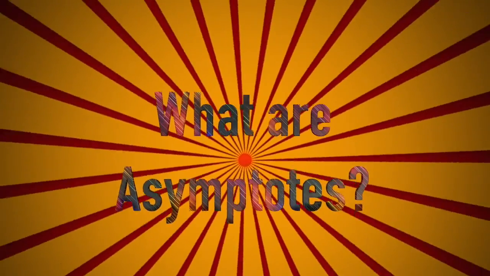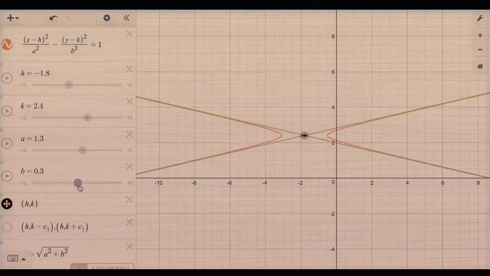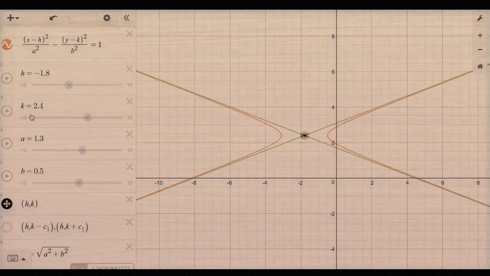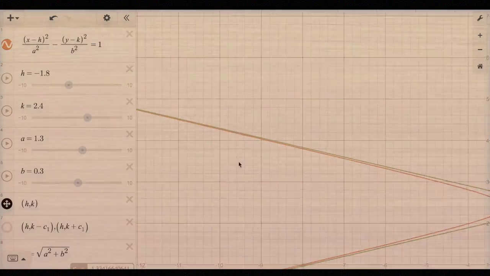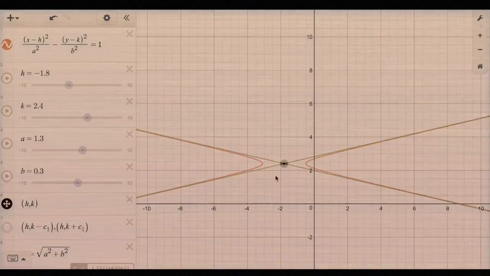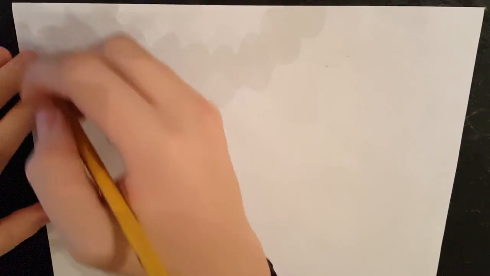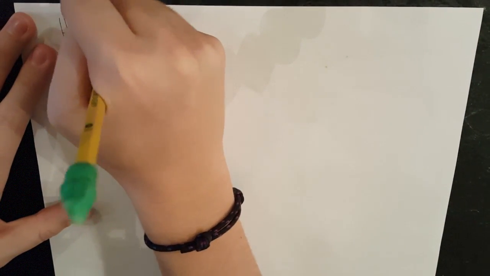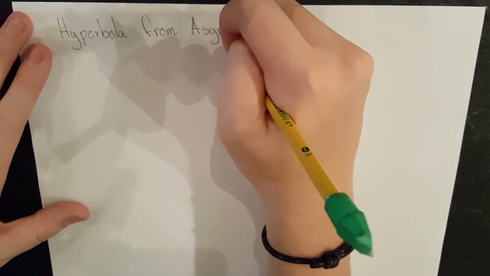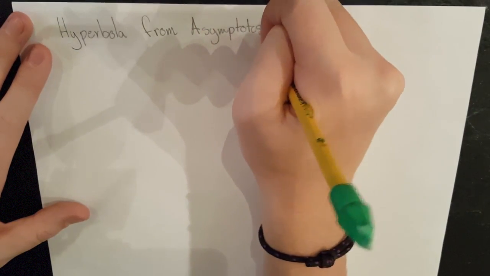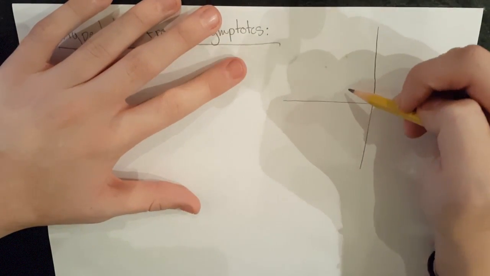So what are asymptotes? Asymptotes are linear lines that constantly approach a given hyperbola but will never meet it at any given point. Here's how you derive the equation of a vertical hyperbola from its asymptotes. The equations of this hyperbola's asymptotes are y equals plus or minus 2 over 1 x.